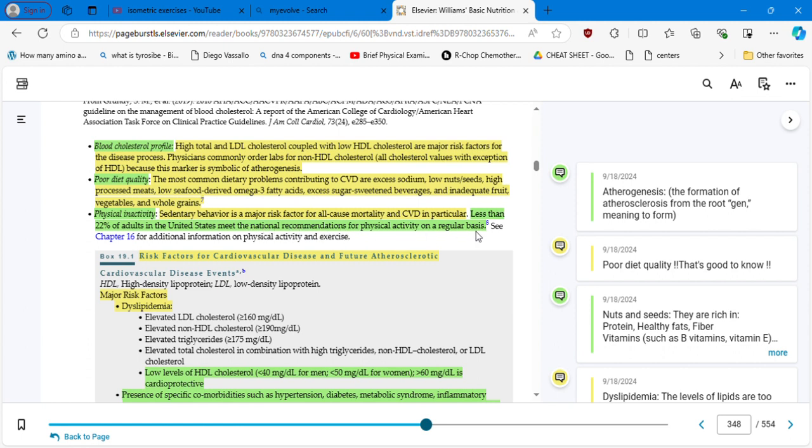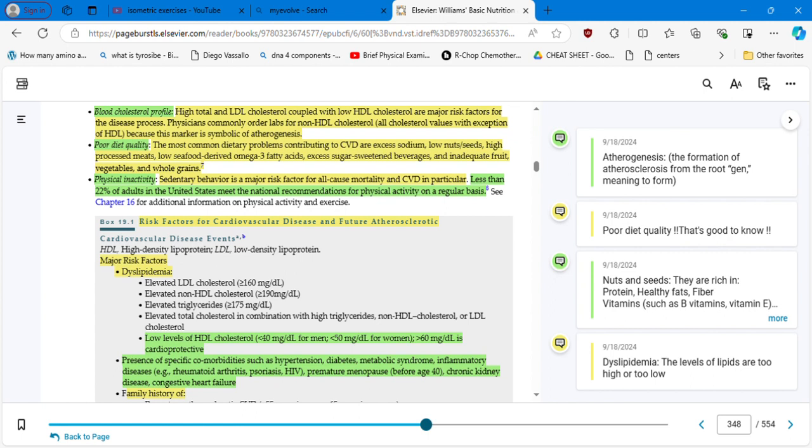Less than 22%. So let's say in the United States we are 400 million. 20% would be 80 million. So it's less than 80 million people practicing physical activity, right? And they are sedentary. It's a lot of people. Okay, so let's continue.